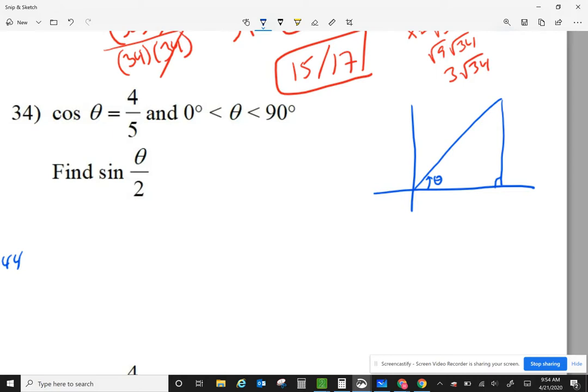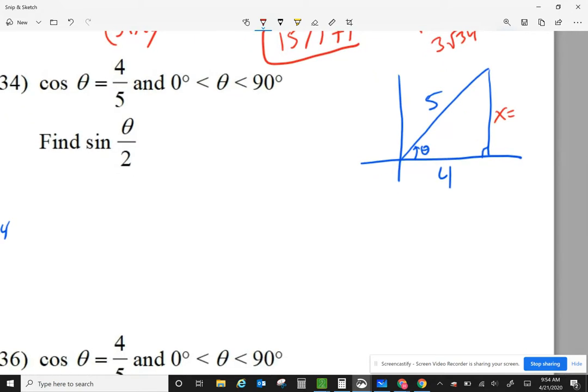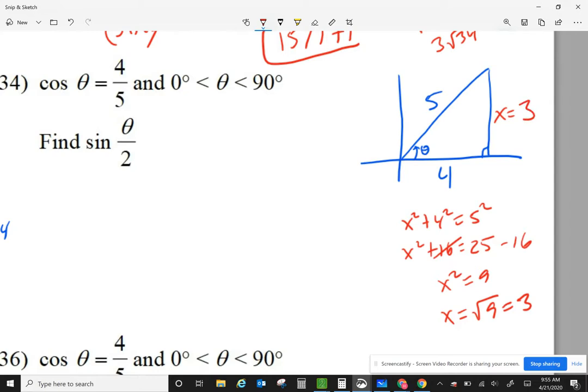I have the cosine is 4 over 5. I know cosine is adjacent over hypotenuse, so 4 over 5. Let me solve for this other side. Let me call it x for right now. I have that x squared plus 4 squared is equal to 5 squared, so x squared plus 16 is equal to 25. Let me subtract 16. So x squared is equal to 9. That means x must be the square root of 9, better known as 3.